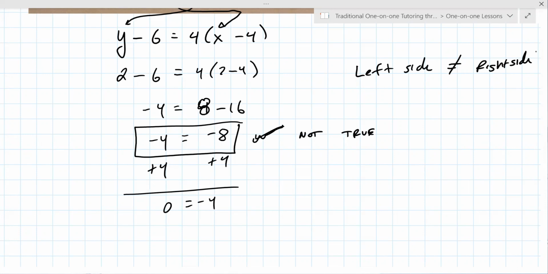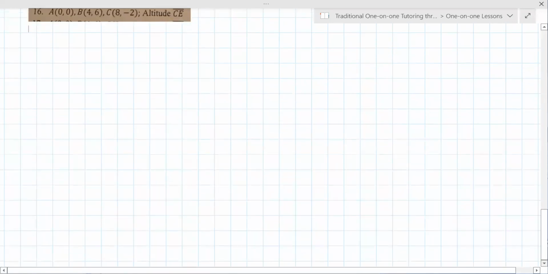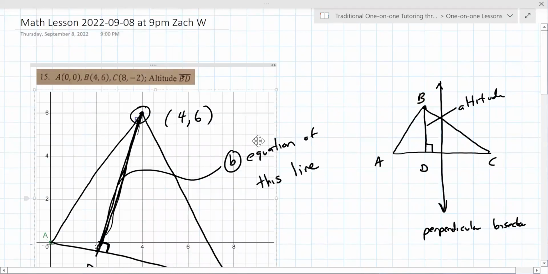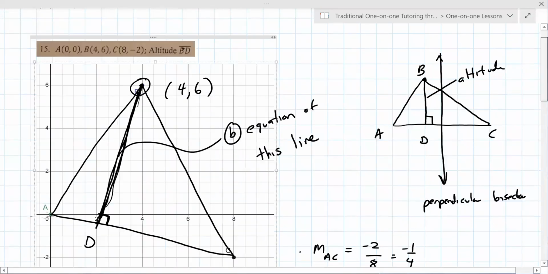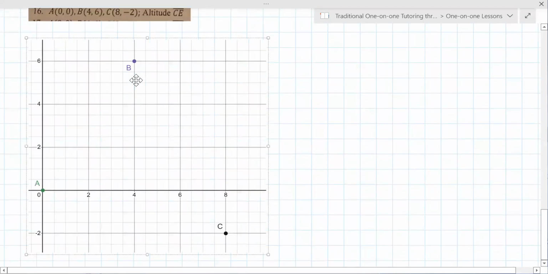So let's restart and do another problem here. We'll just grab number 16. There's a lot of redundancy, a lot of repeat, but that's good. Sorry for all the scrolling here. Let me go back and grab the picture. Okay. And so they want altitude CE.